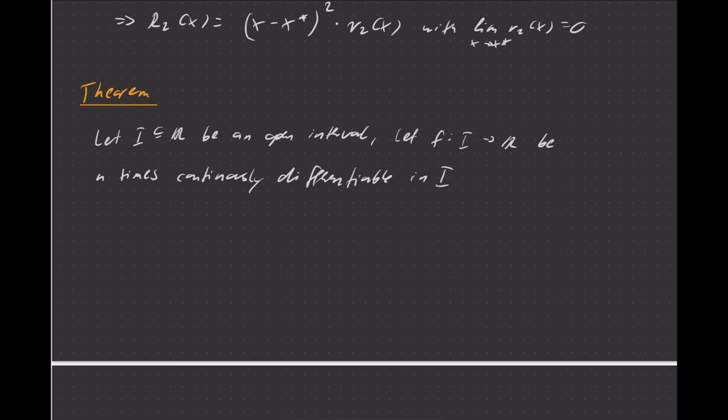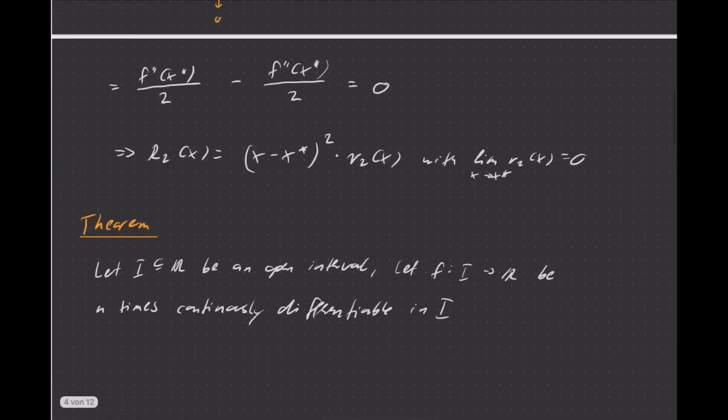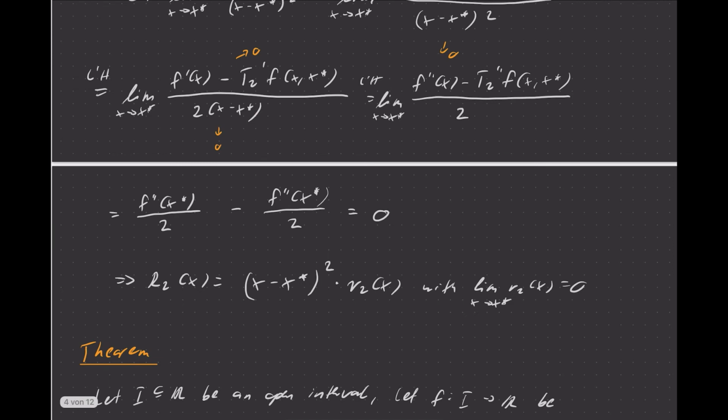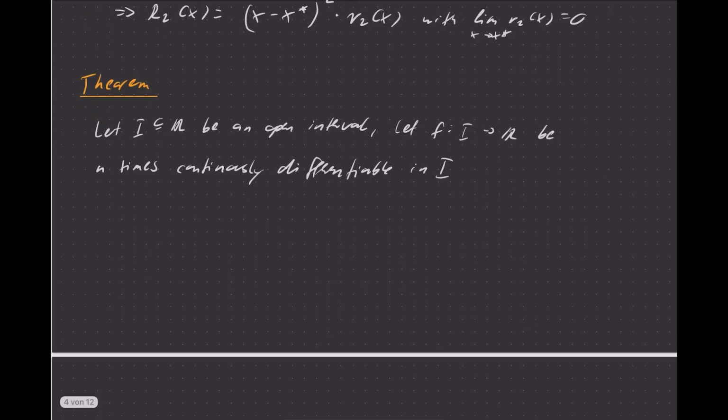And just as a reminder, this continuous differentiability is actually important because that's what we implicitly used here. In this step, the limit of f double prime of x as x tends to x star is exactly f double prime at the point x star. That is, of course, only true if f double prime is actually continuous. So that's what we used here without saying it yet. So that is true as f double prime is continuous. And that's why we need this continuous differentiability here. Not just differentiability, but continuous differentiability.